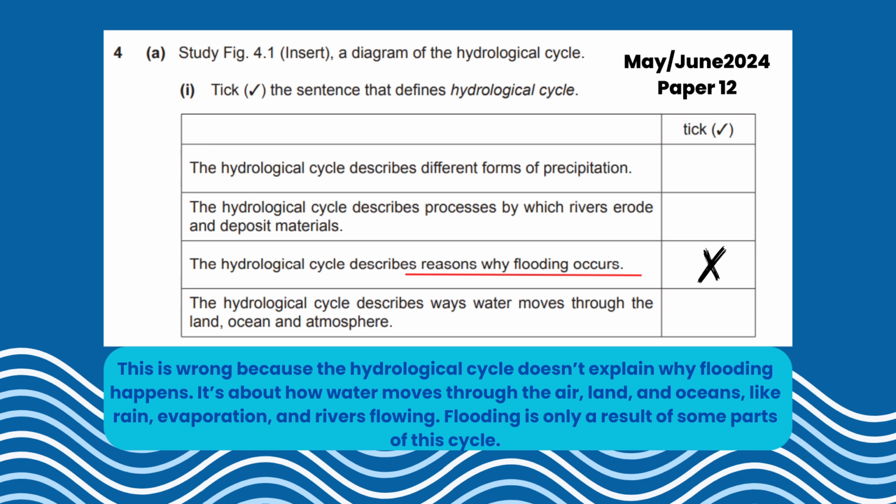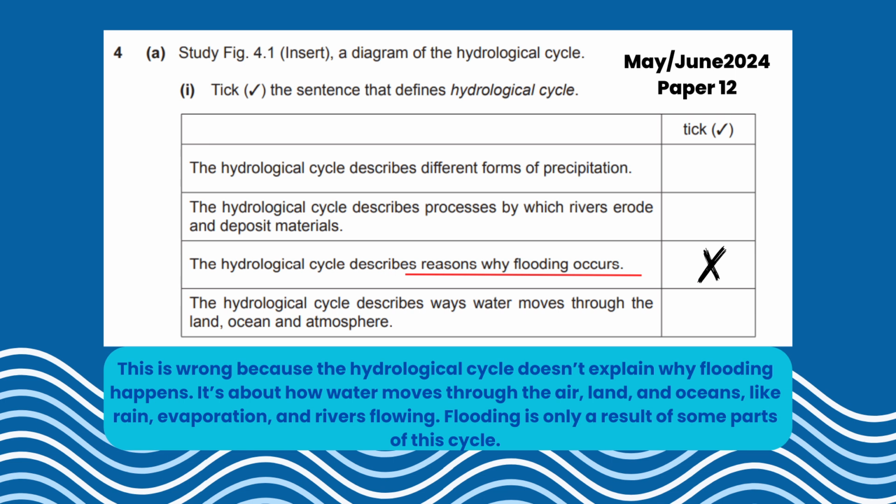And from the item, "the hydrological cycle describes reasons why flooding occurs, why flooding happens." Occurs means happens. This is really incorrect. Although the hydrological cycle may really influence, can really affect the flooding, such as having heavy rainfall or the overflowing of rivers, it does not really specifically focus on the reasons for flooding.